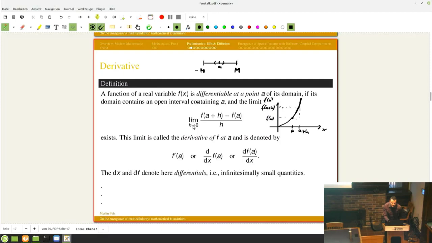Now, when we take the limit, we go further and further to this a, so that we are infinitesimally close at this point a. At the same time, we go down here, so that this distance becomes zero, and this becomes zero.